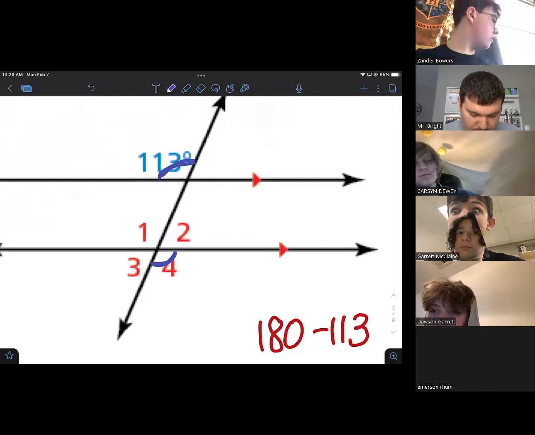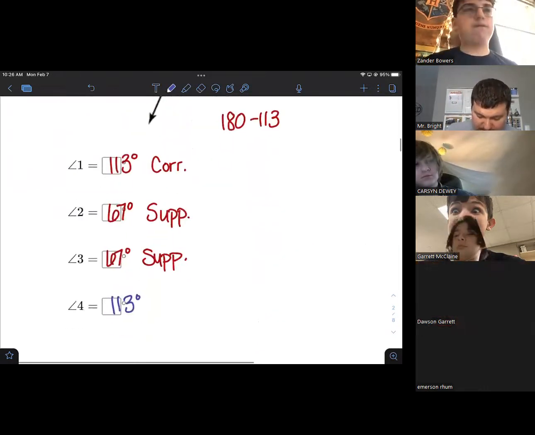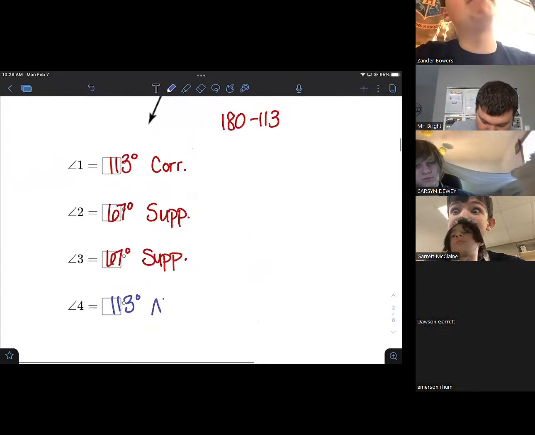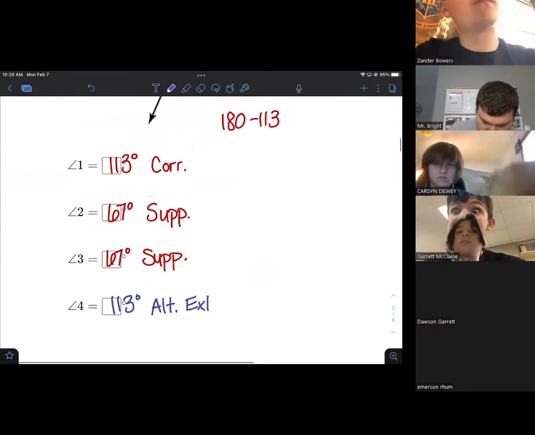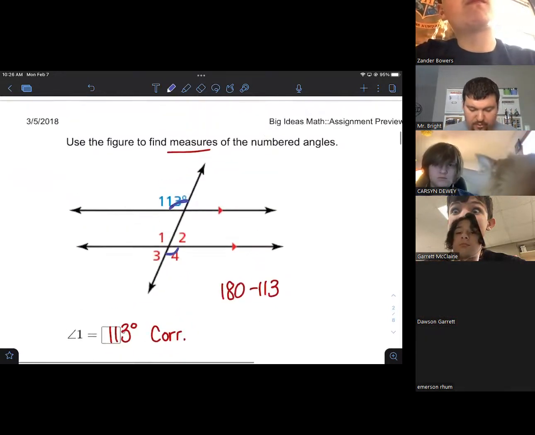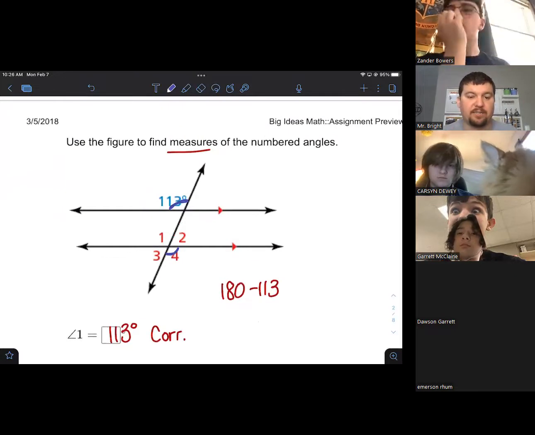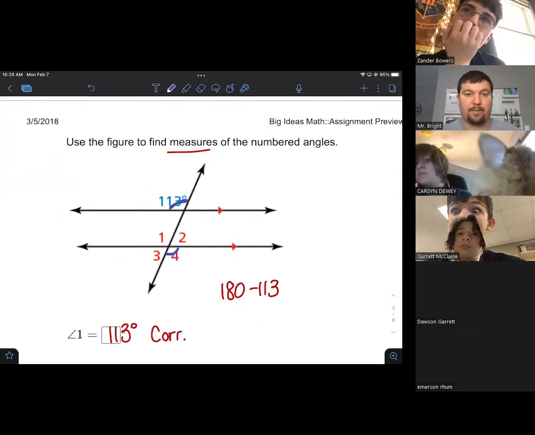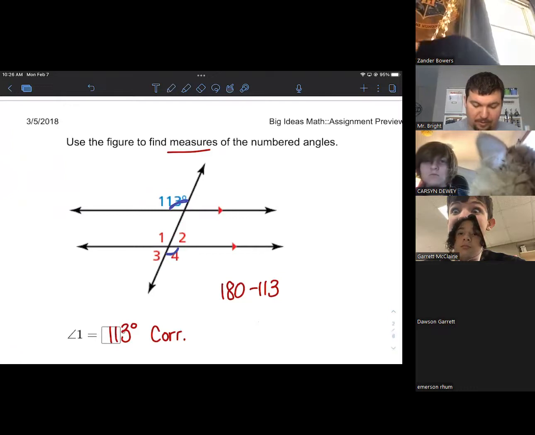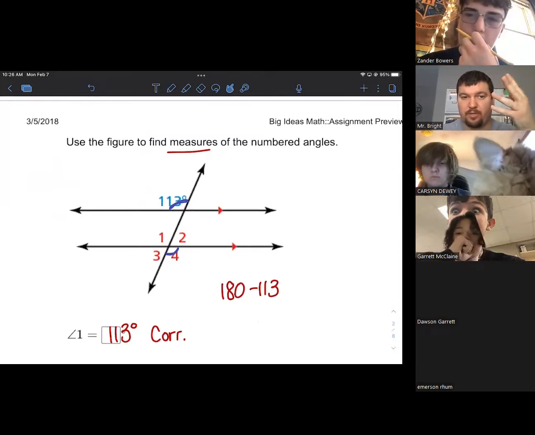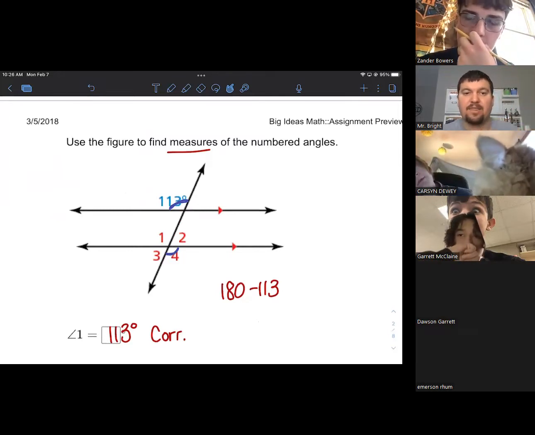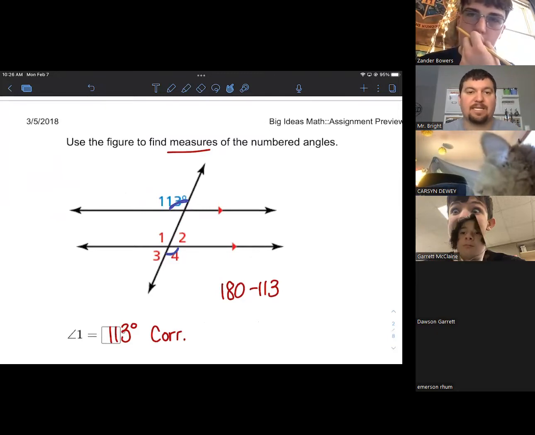Is it alternate exterior? That's right. Yes, nice job. Alternate exterior. They are alternate exterior angles. So again, they are on alternating sides of the transversal and they're outside the parallel lines, which makes them exterior. That's exactly right. Alternate interior, alternate exterior, corresponding and vertical angles are all congruent to each other. So if you see 2 angles are congruent, you're going to use one of those 4 reasons as to why they're congruent.